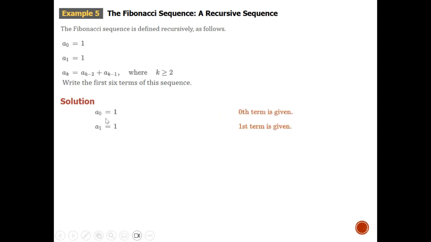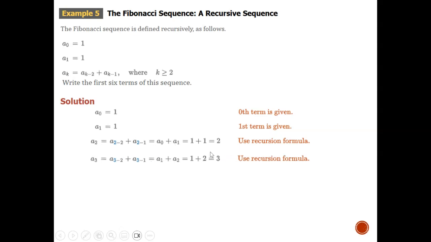Okay, here we go. There's my A0 is 1 and A1 is 1. So let's follow the formula here. A2 is equal to A to the 2 minus 2 plus A to the 2 minus 1. So A to the 2 minus 2 is going to give us A0, and A to the 2 minus 1 is going to give us A1. So for A0, I'm going to plug in the 1, and for A1, I'm going to plug in the other 1. So 1 plus 1 is 2.